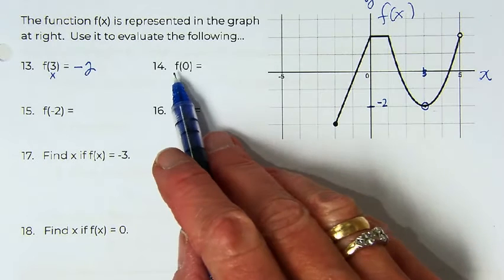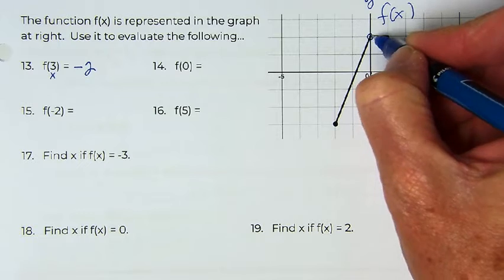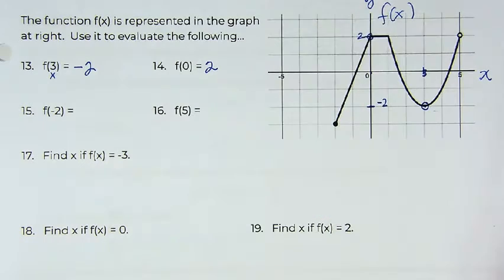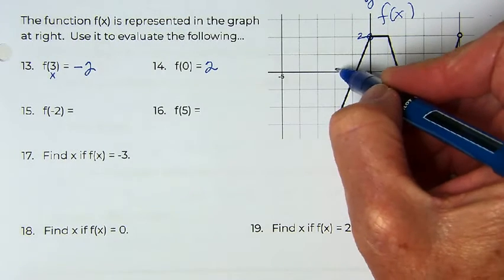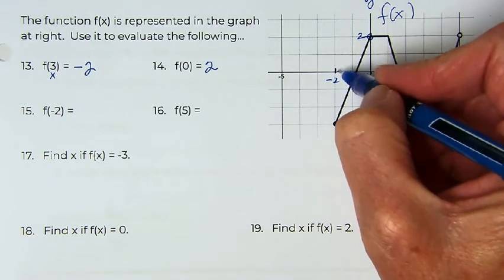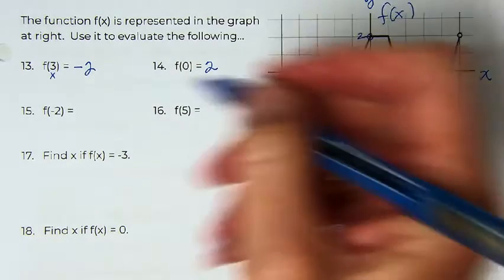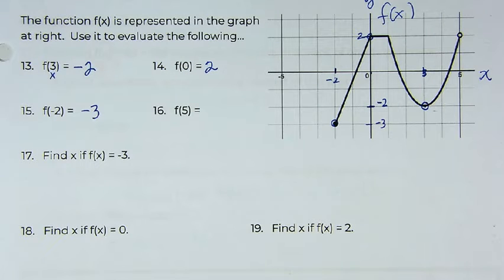This one is saying for this function, when the input is 0, what's my output? Well, again, I'm going to assume we're going by ones, and that output is +2. When the input is -2, it looks like my output is at this point. It does have a closed circle, so it does equal that, and that's at -3.